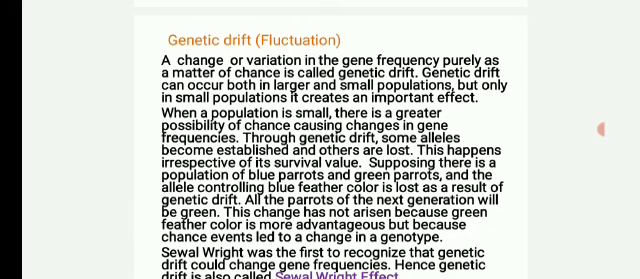Supposing there is a population of blue parrots and green parrots, and the allele controlling blue feather color is lost as a result of genetic drift, all the parrots of the next generation will be green. This change has not arisen because green feather color is more advantageous, but because chance events led to a change in genotype. Sewell Wright was the first to recognize that genetic drift could change gene frequencies. Hence, genetic drift is also called Sewell Wright effect.